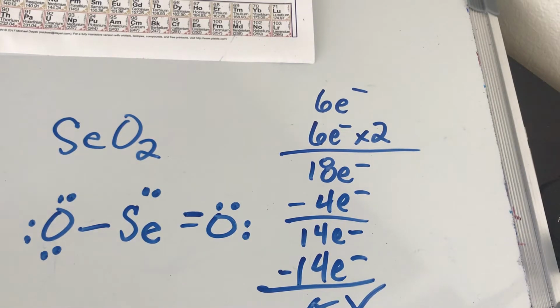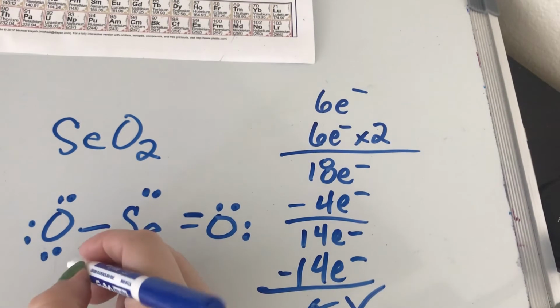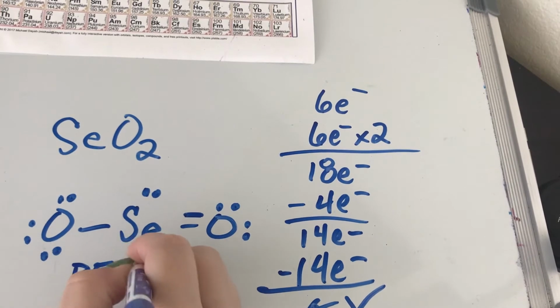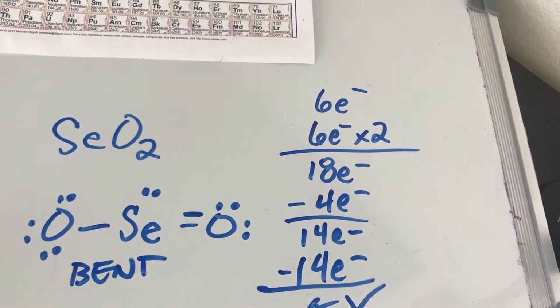So that would make the electron geometry trigonal planar, but the molecular geometry is still bent or angular because of the lone pair. That's what I wasn't doing, the octet rule for selenium, Se. Yeah, you got it.